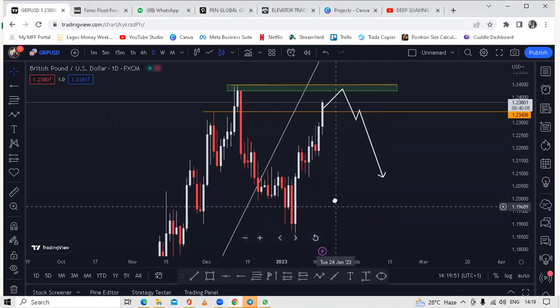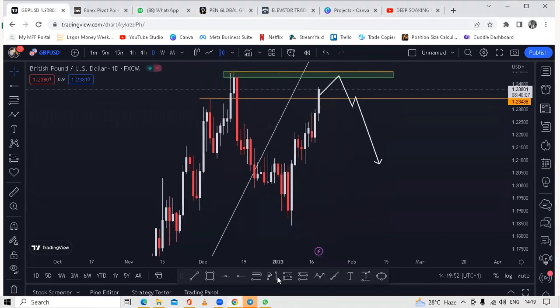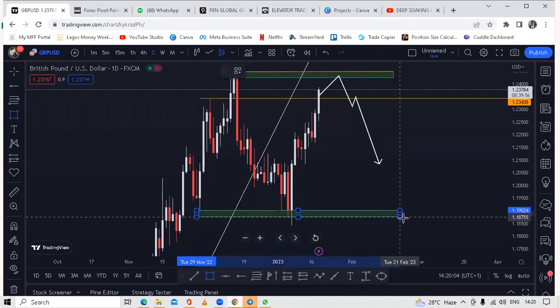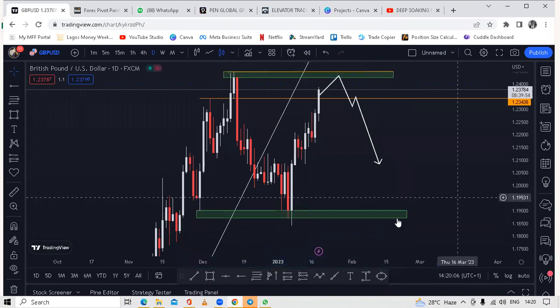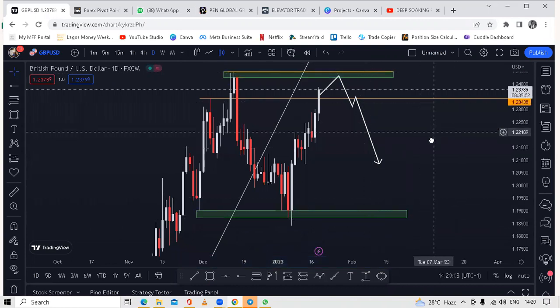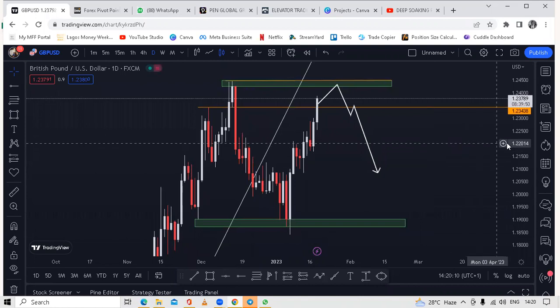So now, what is the supply in this chart? This is the supply zone up here. This is the demand zone here. The reason it is a demand zone is because we have a lot of touches here. So here serves as our demand zone. So these are our demand, and these are our supply.